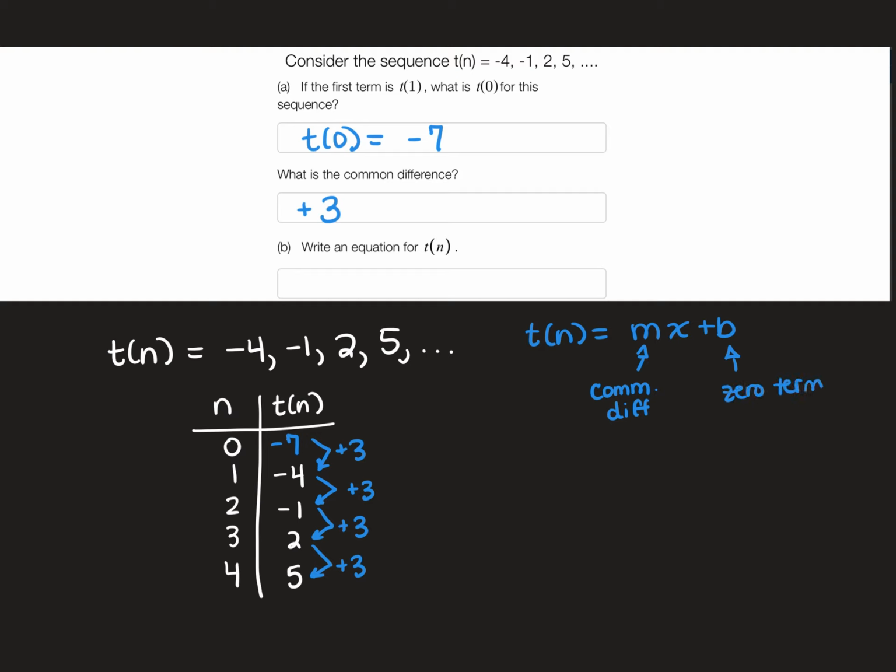So if we look at what we've just written down, b, we found out, is -7, and our common difference is adding 3. So when we write our equation, it's going to be t of n equals 3x minus 7. Now, there is space on here for you to show your work. Make sure you do that, even if you just write down what we've done here. And we're going to move on to the next problem.